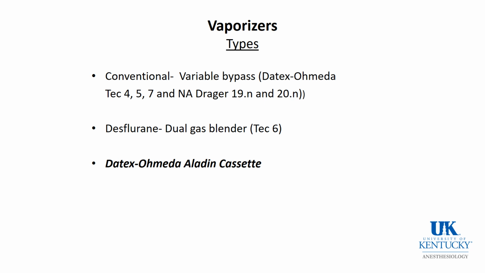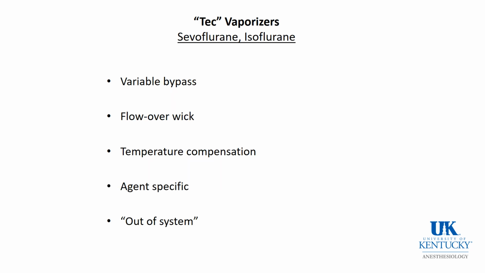Now, what our vaporizers do is combine this vapor sitting above the agent with the fresh gas flow to generate the appropriate concentration. There are basically 3 types of vaporizers that the key words emphasize. One is the conventional vaporizers, the second the Desflurane vaporizer, and the third the Datex cassette vaporizer. And we'll talk about these now.